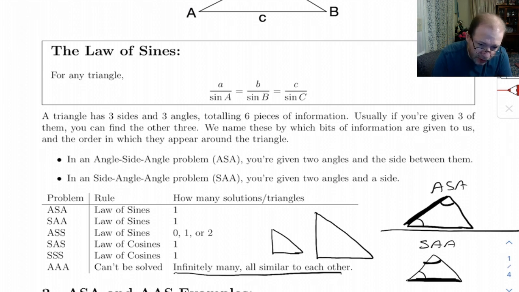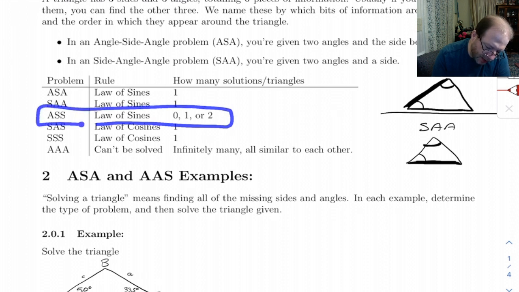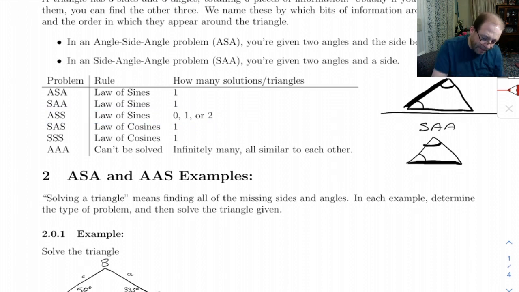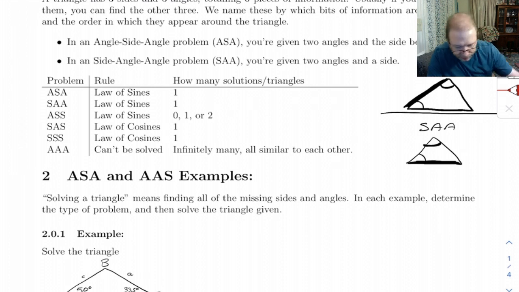So what I want to do in this section is talk about 2 things. I'm going to break it into 2 parts. First up, we're going to talk about the ASA and the AAS. And we're going to save the SSA for the next video, because those are a bit of a pain. What do I mean by a pain? Well, sometimes you get no solution, sometimes you get 2 solutions, sometimes you get 1. So let's just start here looking at angle side angle and angle angle side problems.